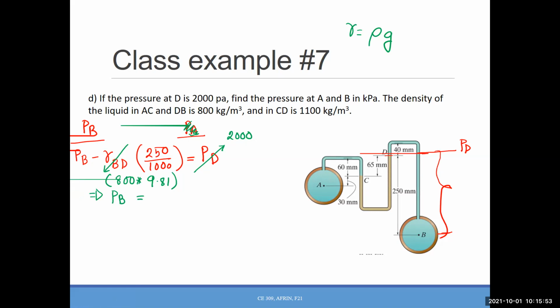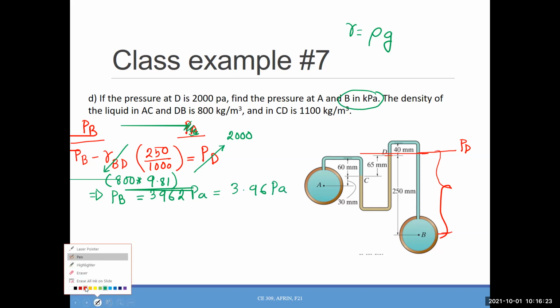Yes, 3,960... 2,962. Okay, anyone else? 3,962 Pascal, but they are asking you to find the pressure in kilopascal. So you will divide that by 1,000 and the answer will be 3.96 kilopascal.